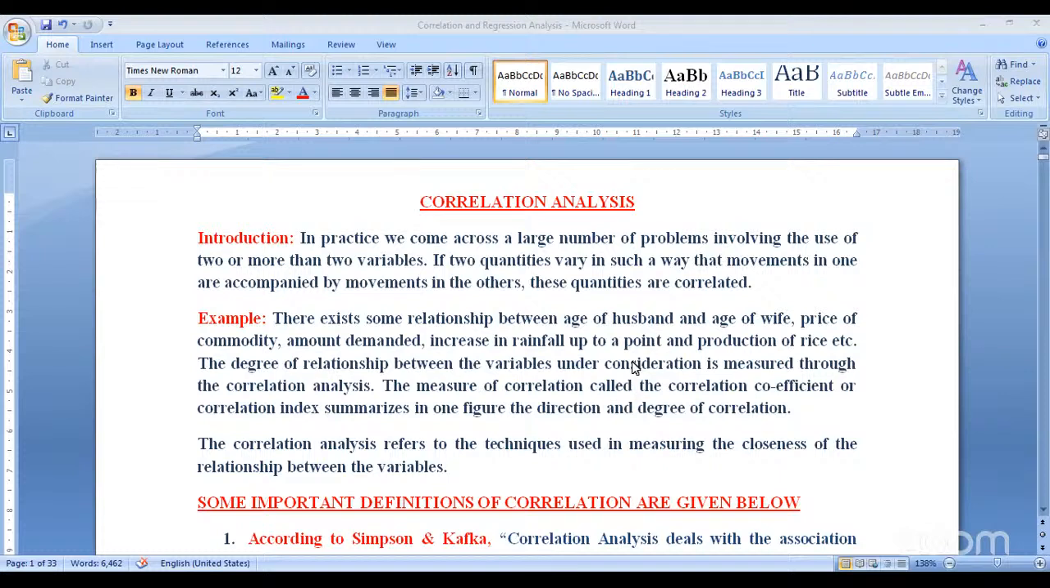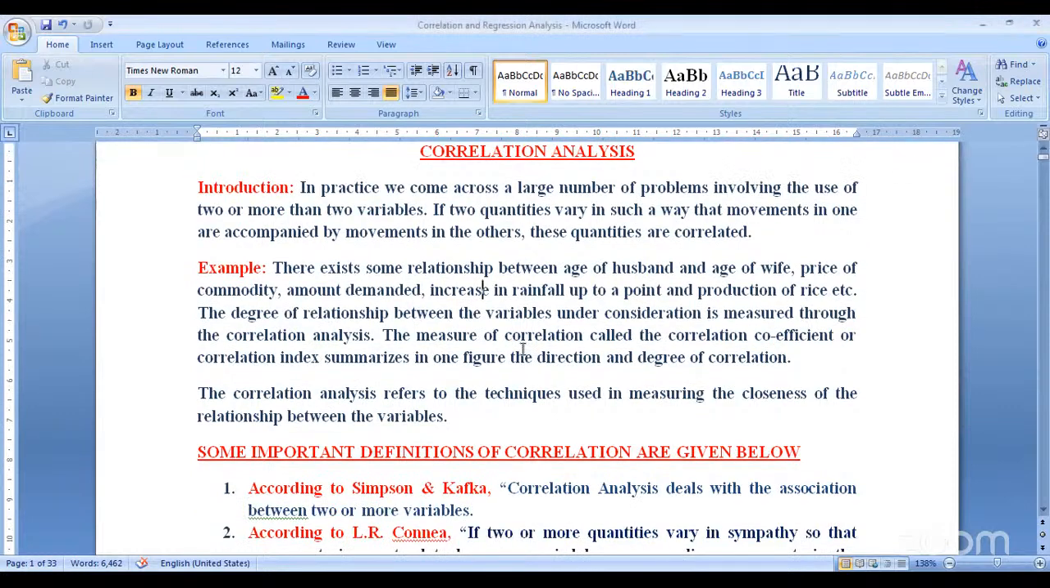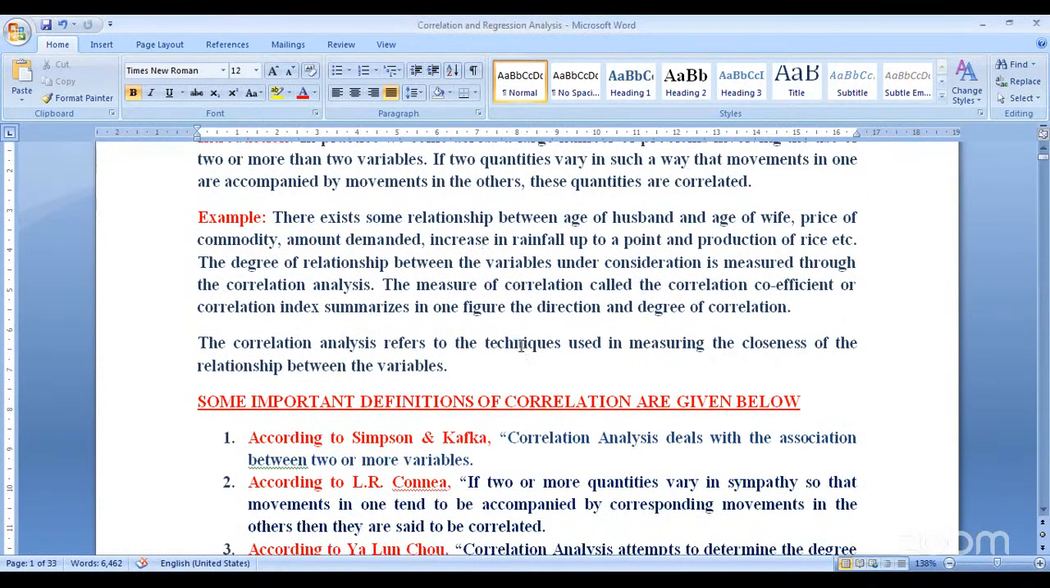Okay. So the measure of correlation, called the correlation coefficient or correlation index, summarizes in one figure the direction and degree of correlation. The next one: correlation analysis refers to the techniques used in measuring the closeness of relationship between the variables. So we are going to see the closeness of the relationship between the variables.